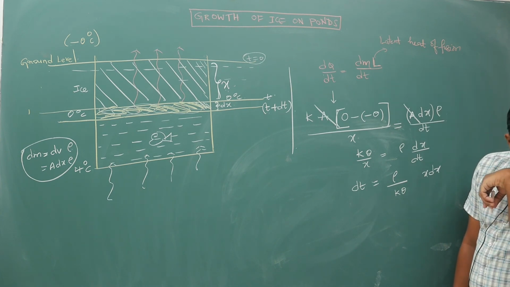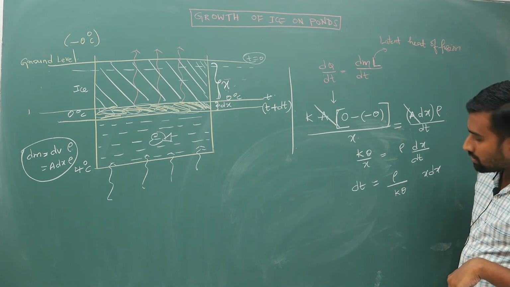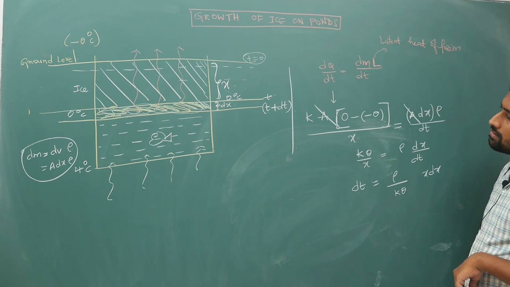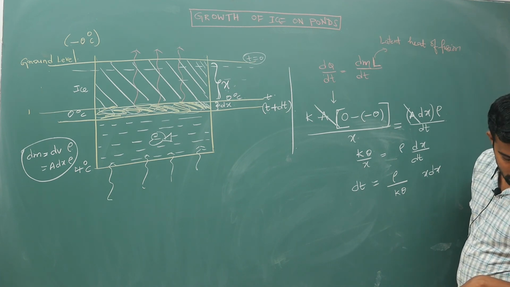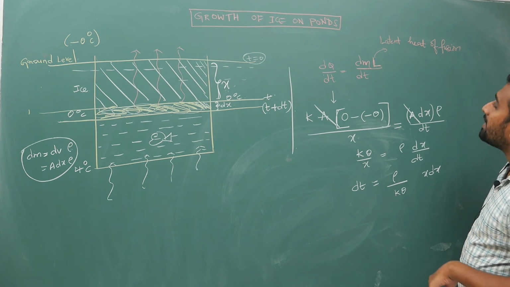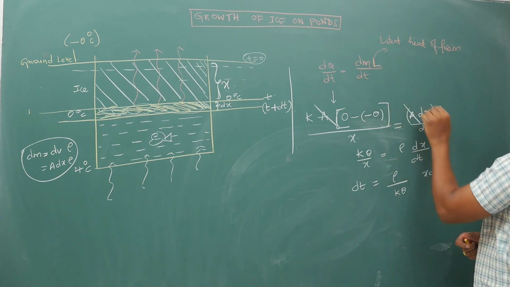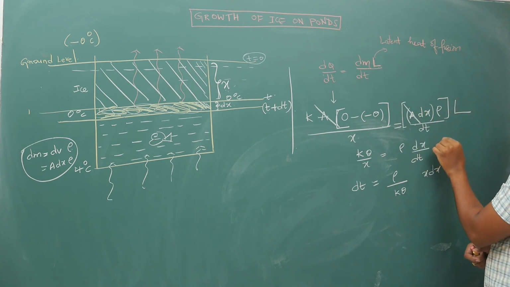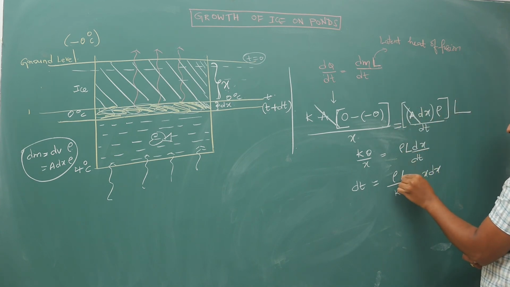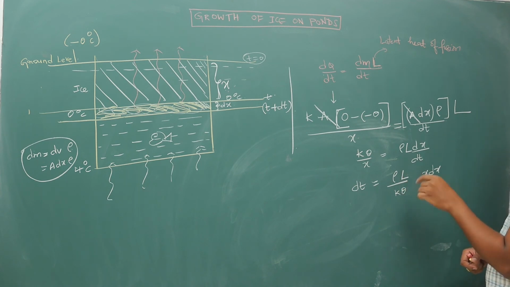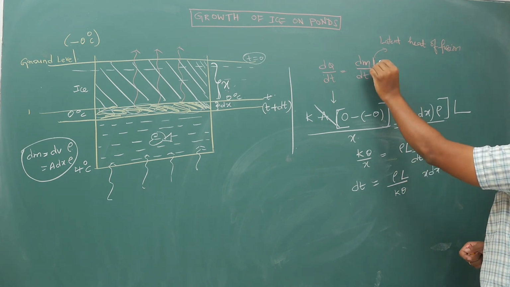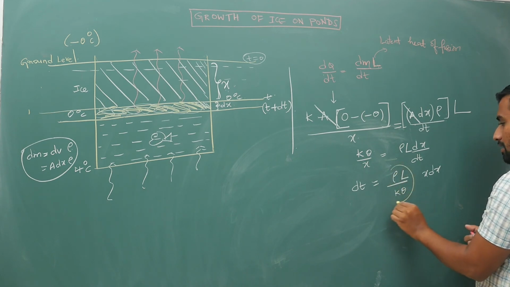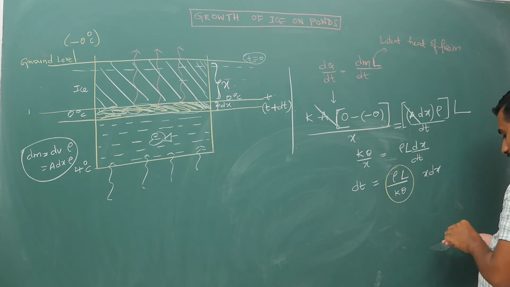Okay, let me check. Where is this length? Latent heat of fusion L is there. I did not carry this. Okay, L I have to write. This is L, latent heat of fusion, not the length. I had forgotten it here, so I was checking where I missed it. Sorry. So this term is constant.